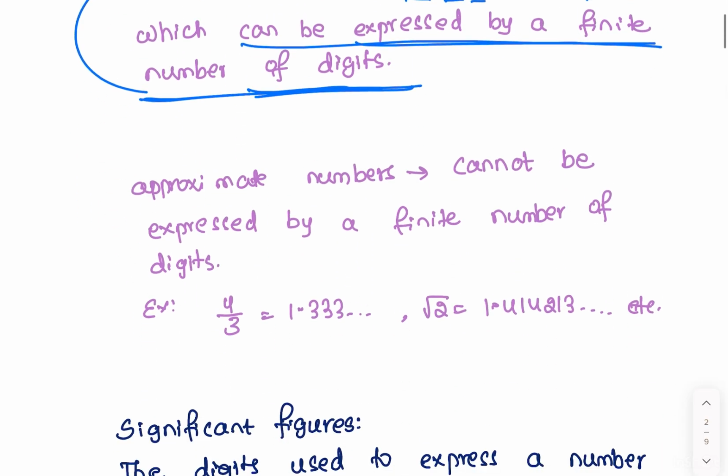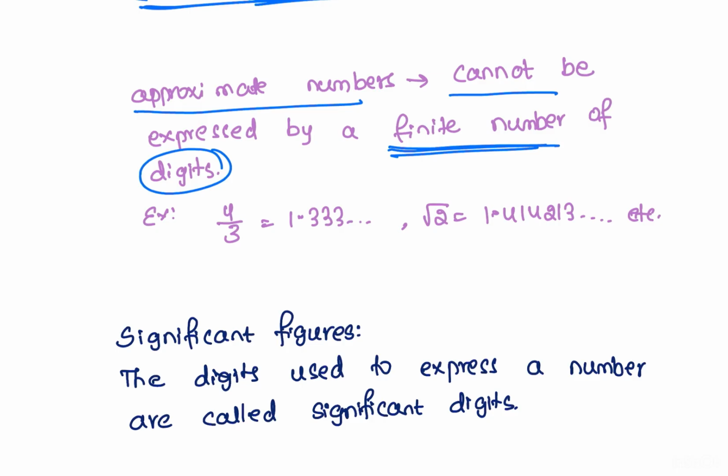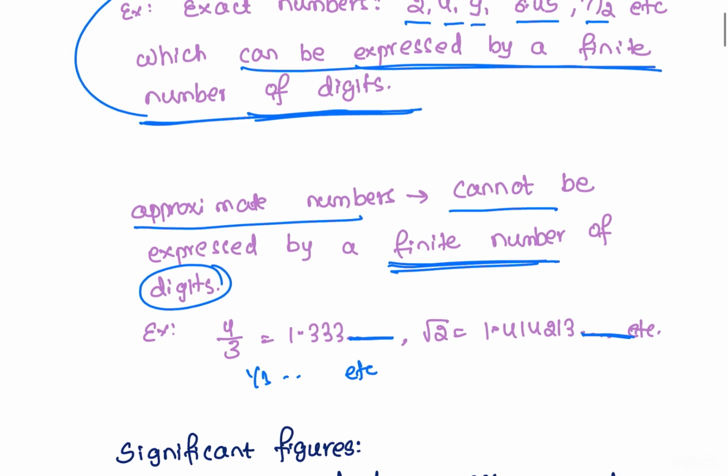Now what are approximate numbers? Approximate numbers are those which cannot be expressed by a finite number of digits. Examples may be 1/3, 4/3, root 2, and so on. These are approximate numbers because they have non-ending digits after the decimal point. Now we have seen what exact numbers and approximate numbers are.